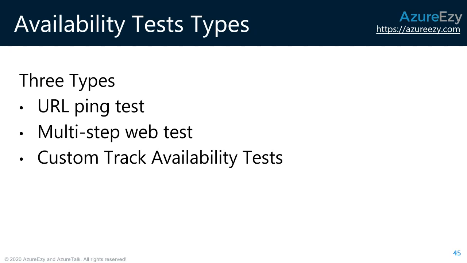Then there is the multi-step web test. You use this whenever, for example, you have an application and you want to record a sequence of web requests. You can check the sequence of web requests using this multi-step web test. Apart from that, if you have some custom track availability, you can configure it there.